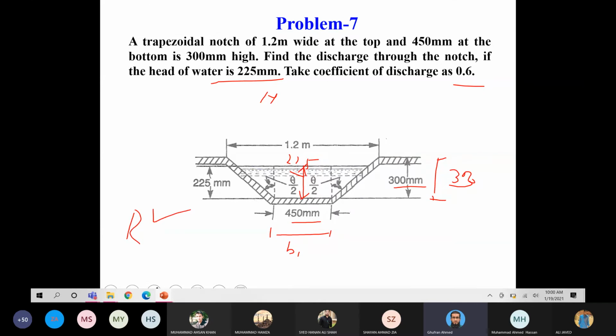But if you see the formula for triangle notch, you do not have theta. Do you know what is theta? Yes sir. नहीं है, theta नहीं है हमारे पास, which is theta by 2 actually. So how can we find the theta? We know the dimensions of the notch. Say the height is 300 millimeter. ऐसा ही है. If this is theta by 2, so again we can find this height by just subtracting.